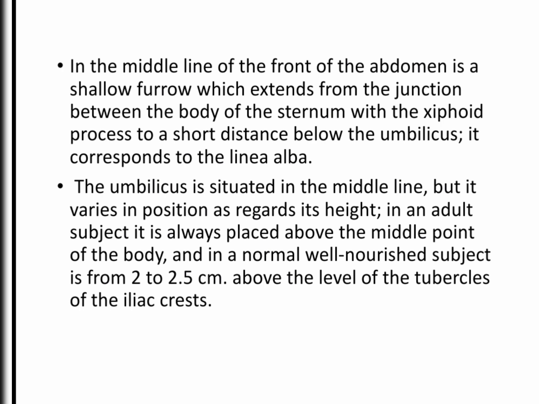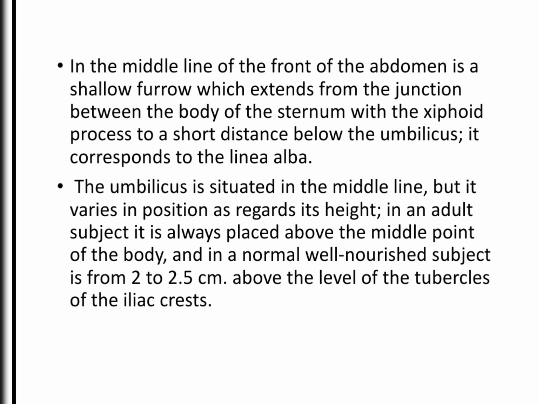In the midline of the front of the abdomen is a shallow furrow which extends from the junction between the body of the sternum with the xiphoid process to a short distance below the umbilicus. It corresponds to the linea alba.